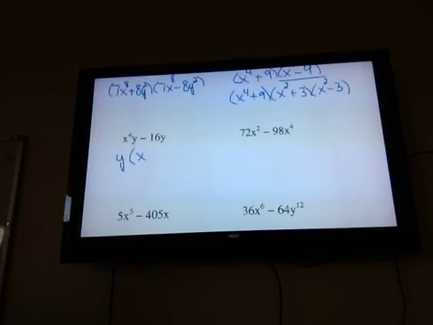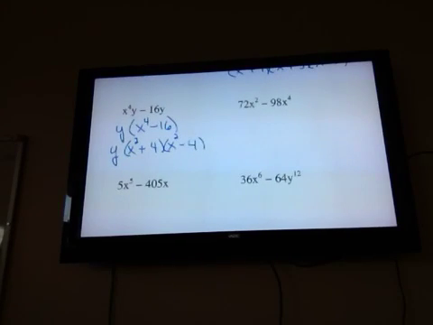And then I have x to the fourth minus 16. Do I get a difference of squares there? Yes, I do. So I'm going to have x squared times x squared, which gives me my x to the fourth. 16 will break to 4 times 4. One gets a plus, one gets a minus.